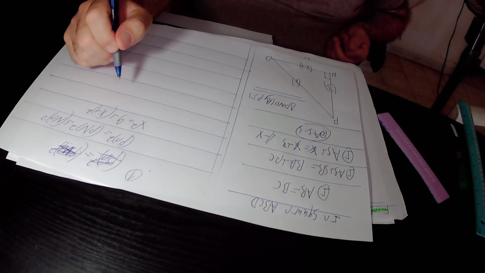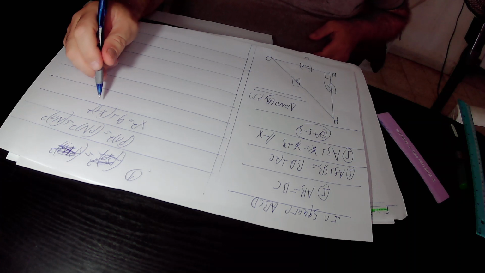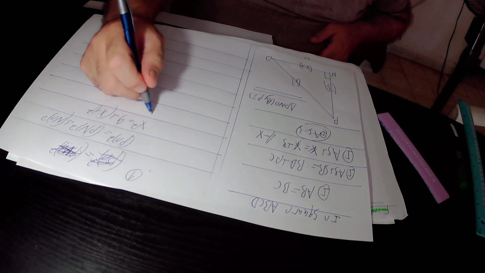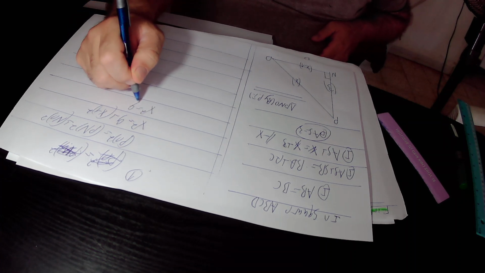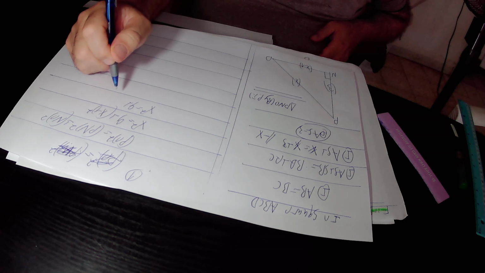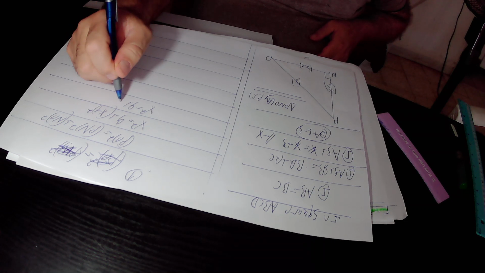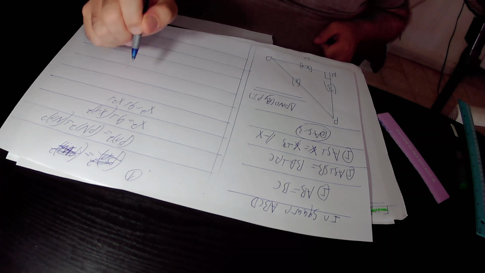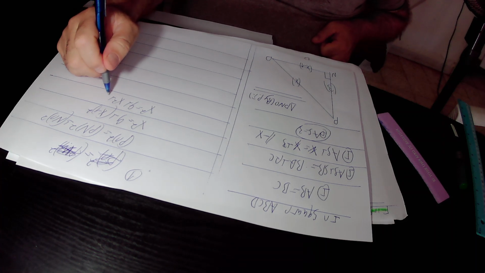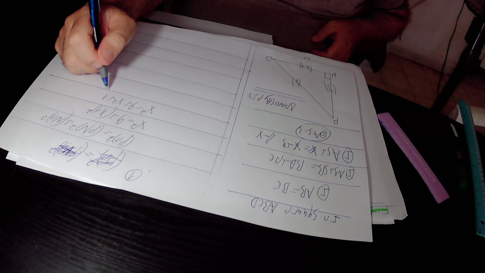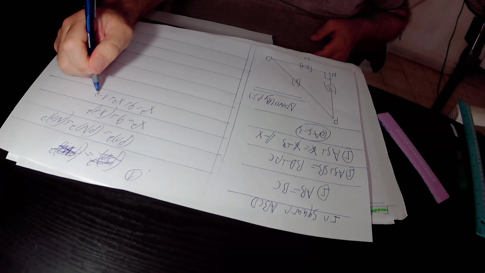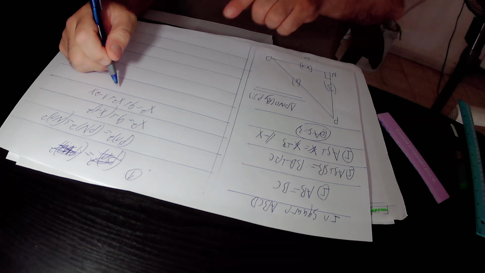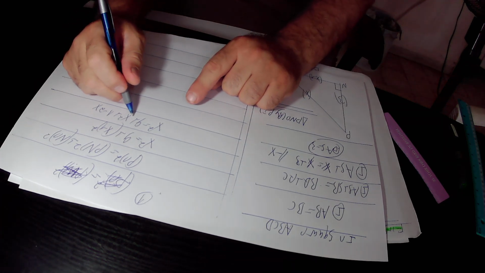So in total we found that x squared equals 9 plus (x minus 1) squared. (x minus 1) squared equals x squared plus 1 squared, that is 1, minus 2 times x times 1, that is minus 2x. So here we have x squared on both sides of the equation, so x squared is cancelled.